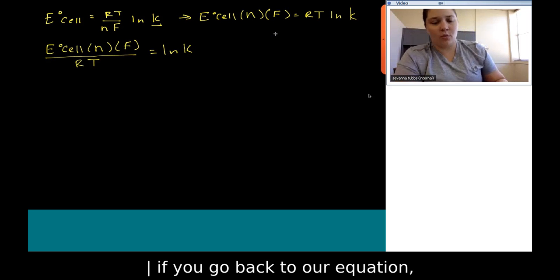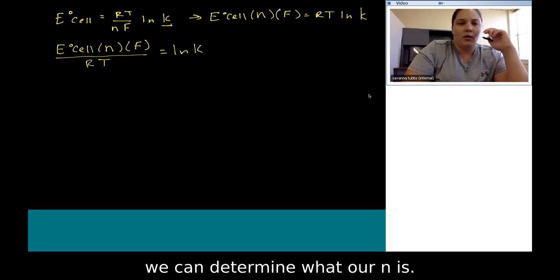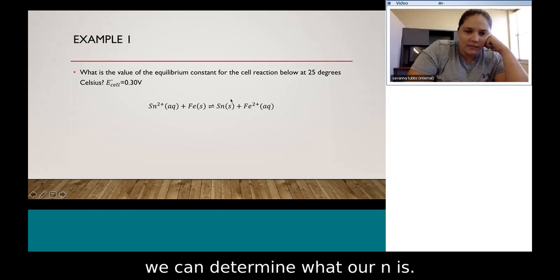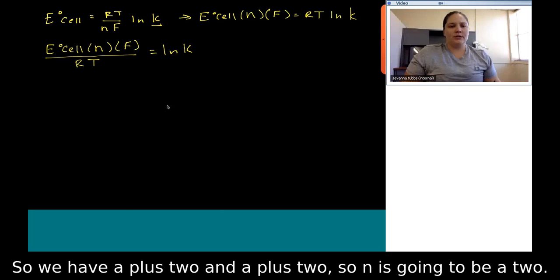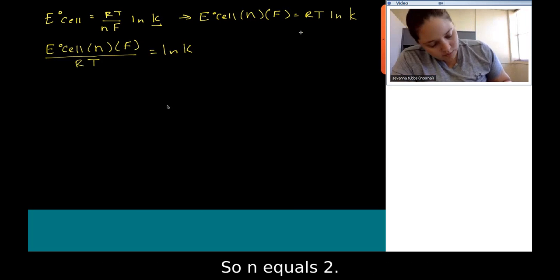So if you go back to our equation, we can determine what our N is. So we have a plus 2 and a plus 2, so N is going to be a 2. So N equals 2.